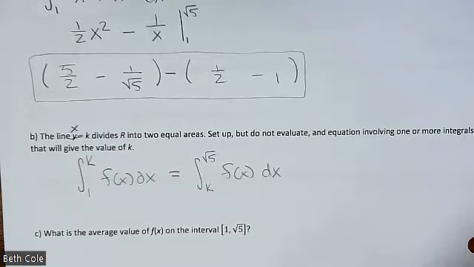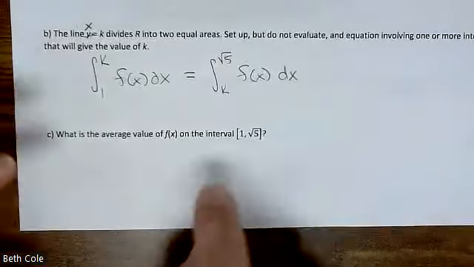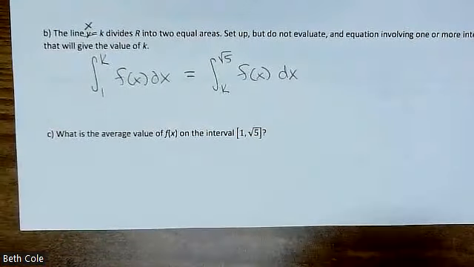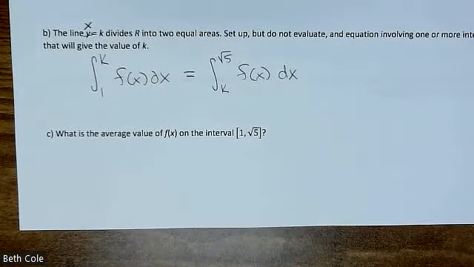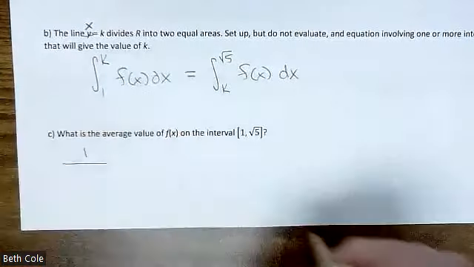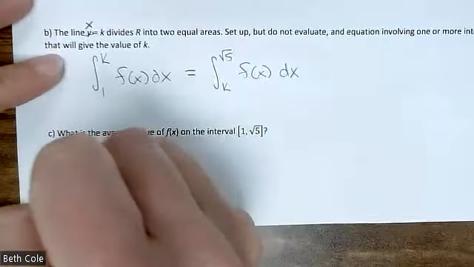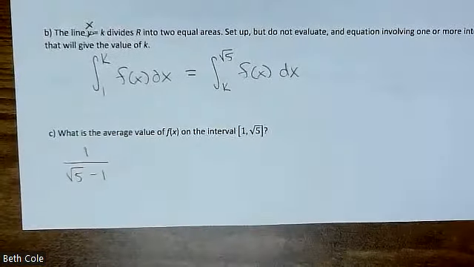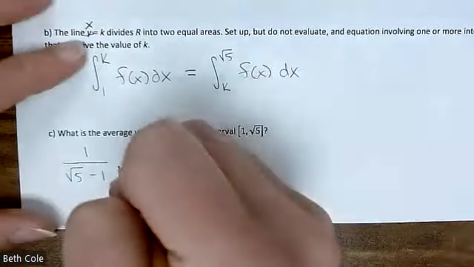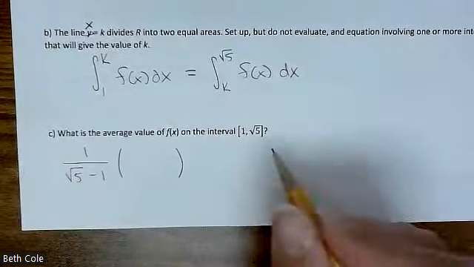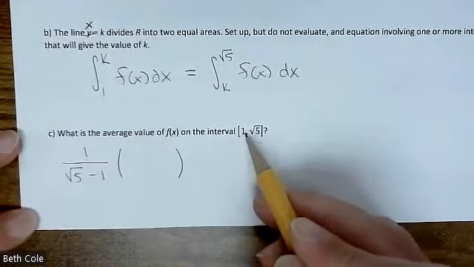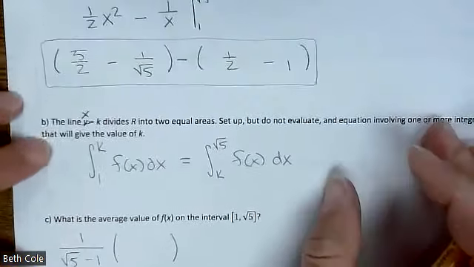All right, what is the average value of f of x on this interval? If I asked you to average a list of numbers, you would add them all up and divide by what you've got. So out front, you're going to put 1 over what? Square root of 5 minus 1. And do you have to simplify that? No. And then it's times your integral from 1 to square root of 5, which we already did.